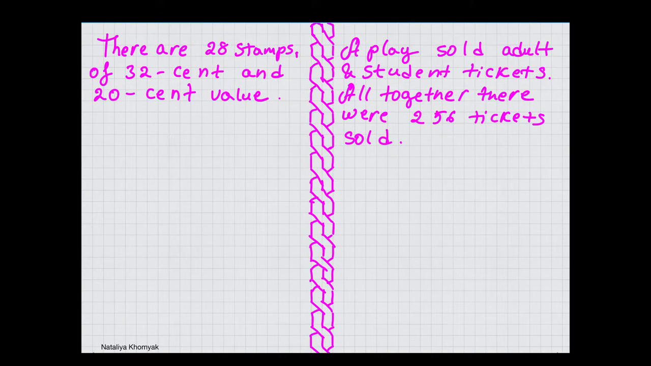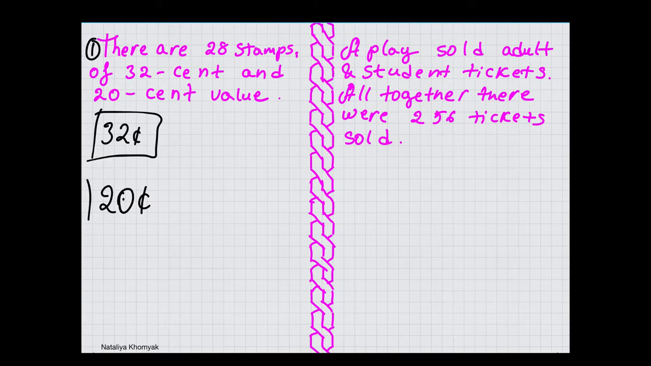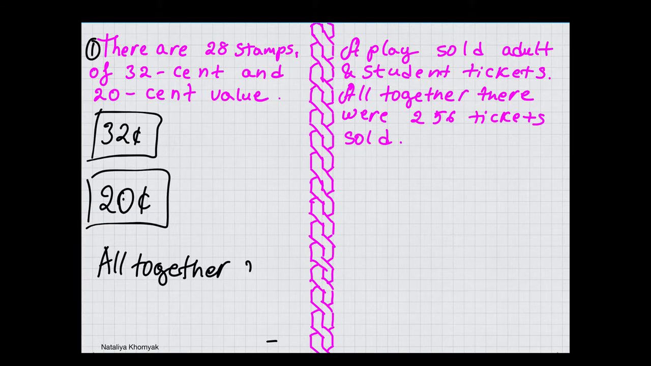Here's an example of problems that are set up where you are given a sum of two quantities. In the first problem, there are 28 stamps of 32-cent and 20-cent value. 32-cent stamps and 20-cent stamps, and all together, there are 28 of them. In this type of problem, it doesn't really matter which quantity you assign the variable to. What matters is the relationship between the quantities.